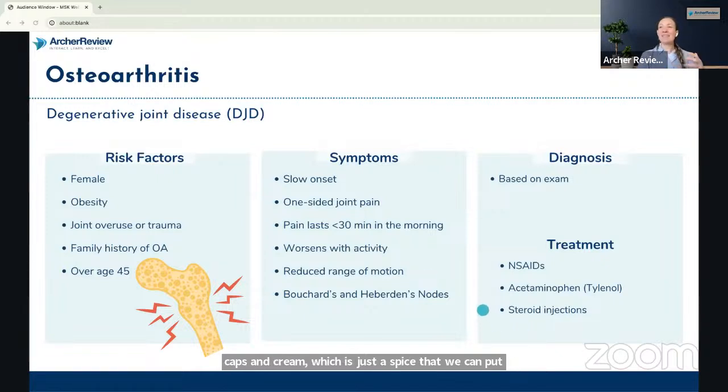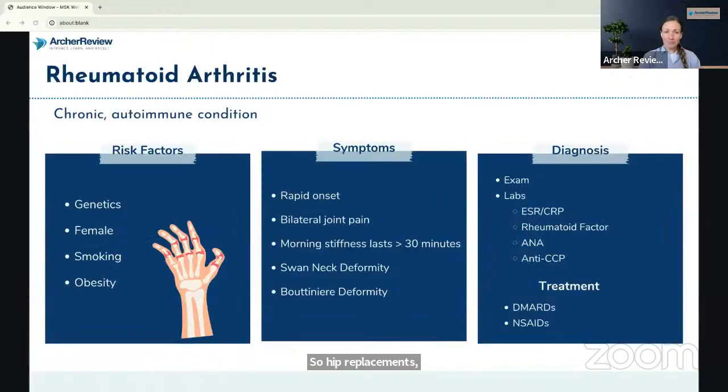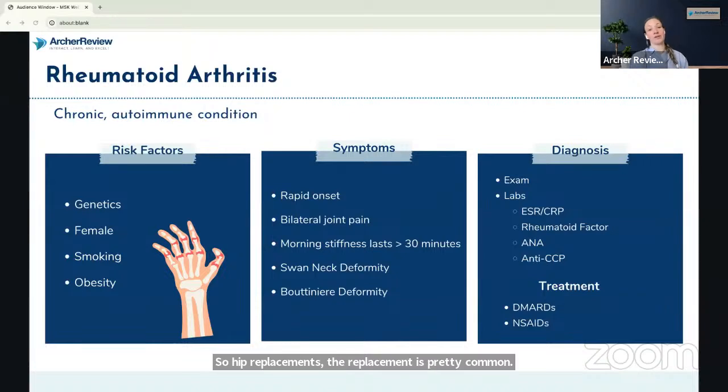Steroid injections, again, something easy you can implement in your practice. I do recommend getting some training with somebody who's very proficient at joint injections, but they will very much help in the short term. And then we have the hyaluronic acid that you can also inject. And then finally, total joint replacement. So hip replacements, knee replacements, pretty common. Okay.